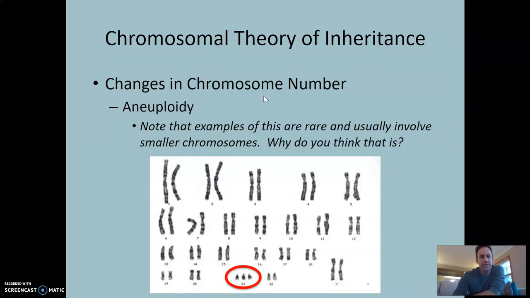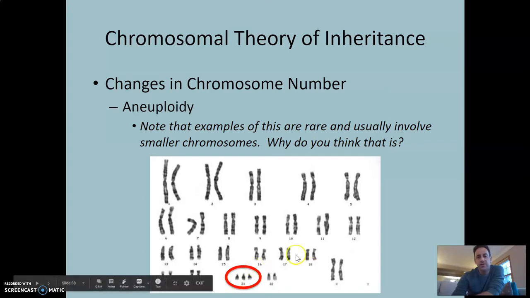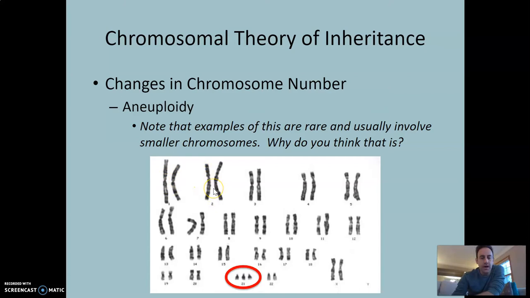Note that these three examples we've talked about are actually fairly rare and usually involve smaller chromosomes. So there's trisomy 21, there's trisomy 18, there's a number of conditions related to the sex chromosomes. You never see trisomy 1 or monosomy 2. Think about why that might be. And the answer is, it's because there's just too many genes on these larger chromosomes.